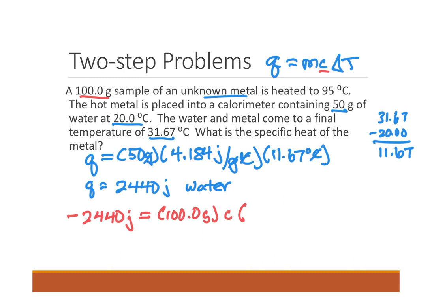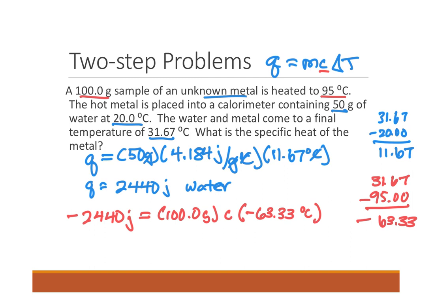Well, this one, again, ended up with a final temperature of 31.67, but its starting temperature was 95 degrees. So you're going to subtract 95 from that, so you're going to end up with a negative number, and this would be a negative 63.33. So that was our temperature change. So we plug in a negative 63.33 degrees Celsius. And then we just solve for this problem.